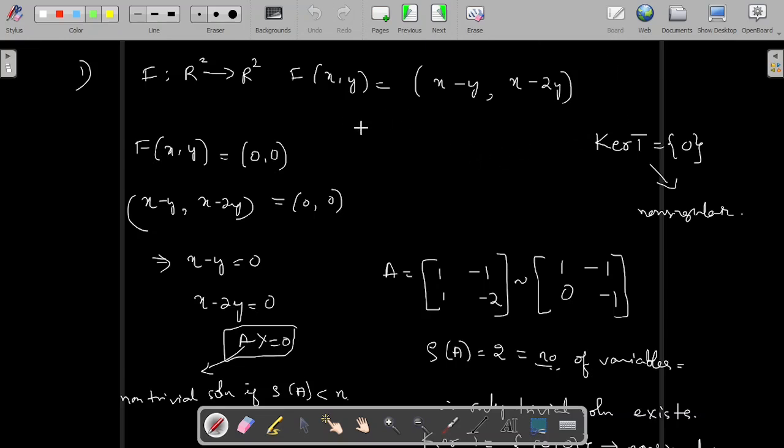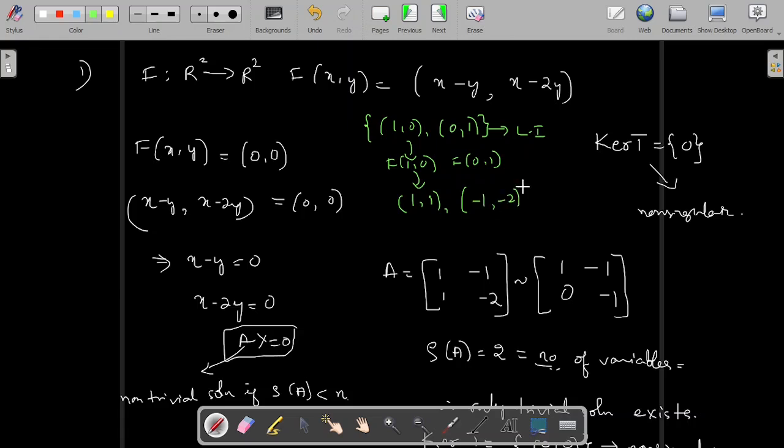For example, take (1, 0) and (0, 1). This is a linearly independent set of R square. After taking the transformation, that is F of (1, 0) and F of (0, 1), F of (1, 0) goes to (1, 1), and F of (0, 1) goes to (minus 1, minus 2). So you got a new set. Clearly this set is linearly independent because they are not multiples of each other. Hence, this transformation was non-singular. A non-singular transformation takes a linearly independent set to a linearly independent set. Under a singular transformation, that need not be true.